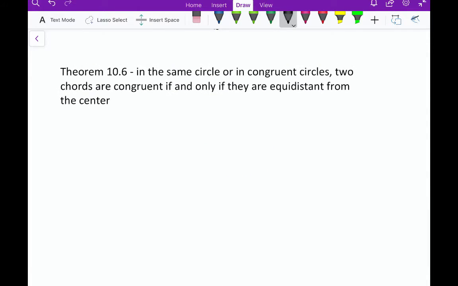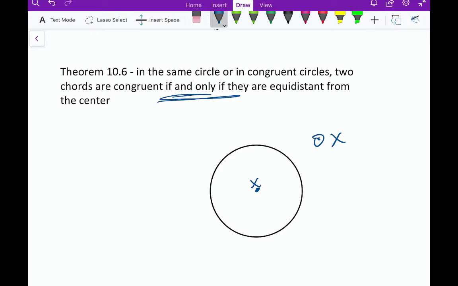Last one here: in the same circle or two congruent circles, two chords are congruent if and only if they are equidistant from the center. We're going to call this circle X. If we have two chords, they're congruent if and only if they are equidistant from the center. Remember, if and only if means that the converse is also true. So if they are equidistant from the center, then they are congruent. Or if they're congruent, then they're equidistant from the center. It goes both ways. So I'm going to draw two chords here.